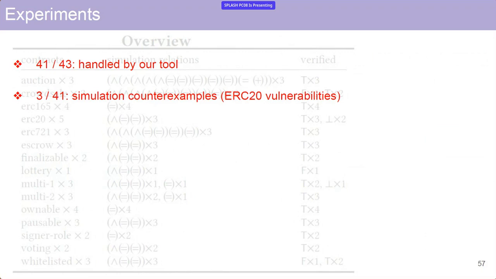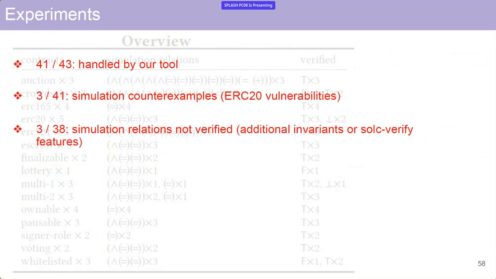For 3 out of the 41, we found simulation counterexamples. That means the unannotated contracts don't match the reference contract, and we found that those indeed correspond to some vulnerability in those contracts. For 3 out of the 38 remaining, we were not able to verify the simulation relation that we generated. This is because some contracts need some kind of loop invariant to help in discharging the pre and post conditions.